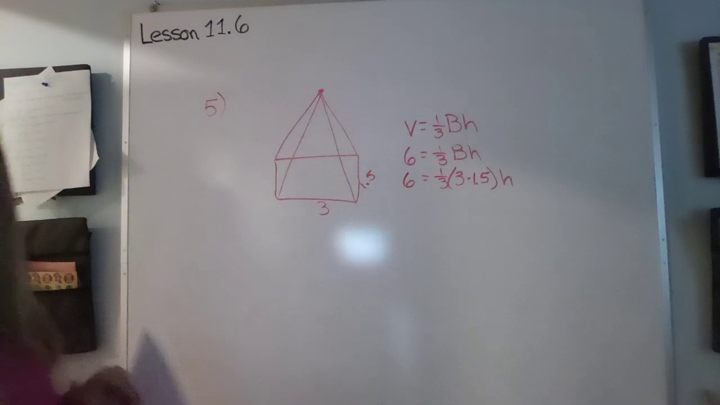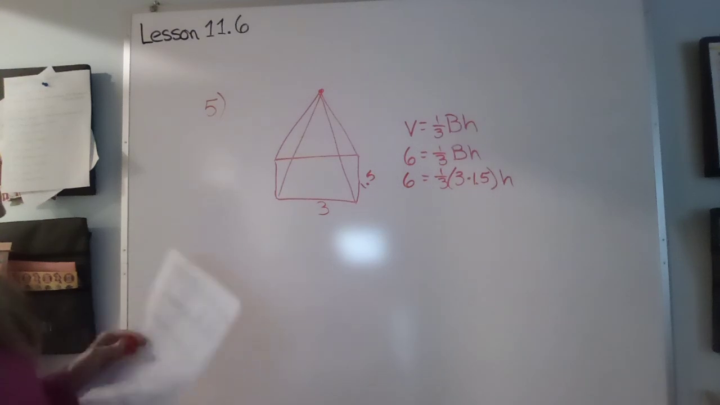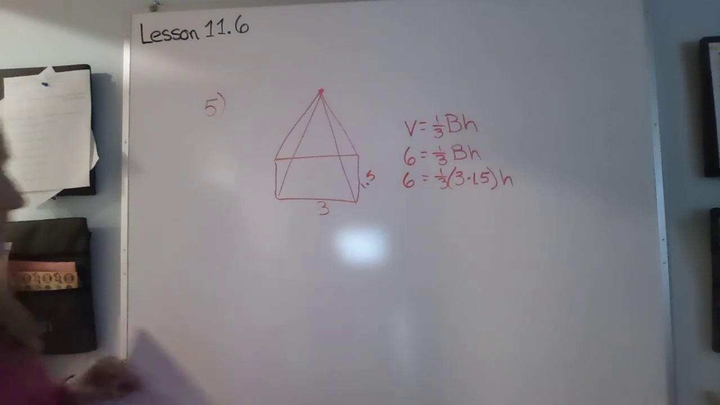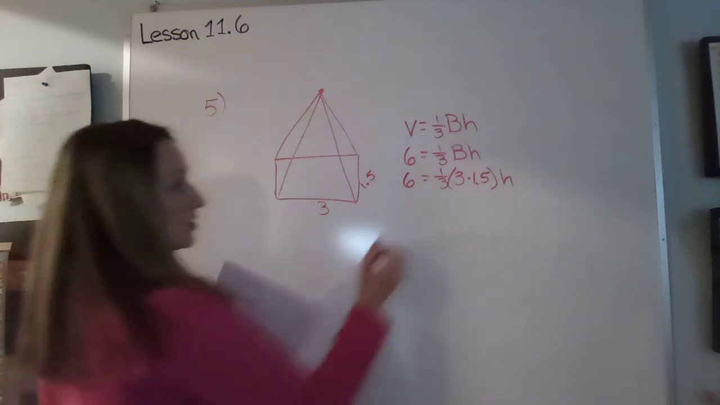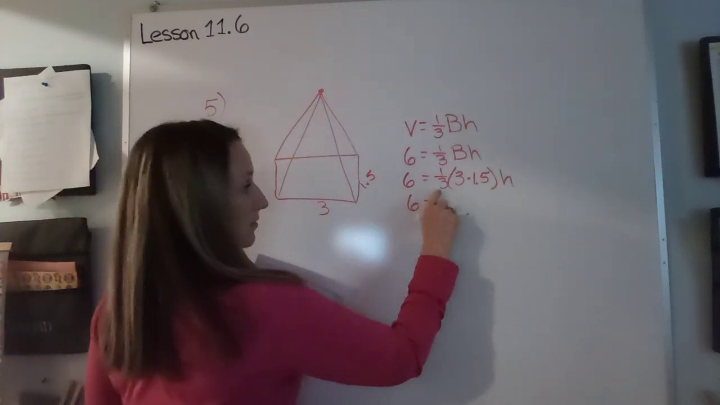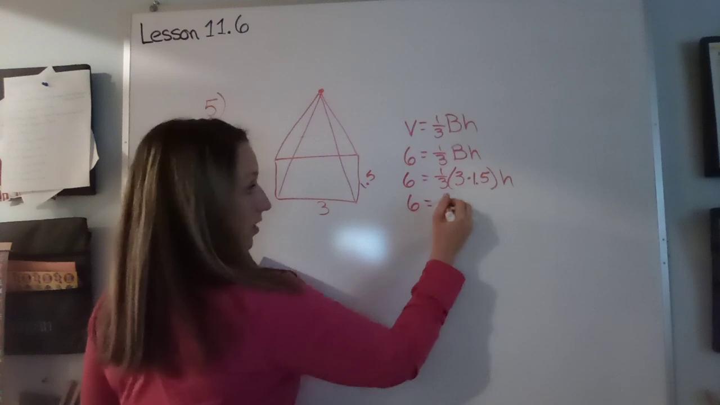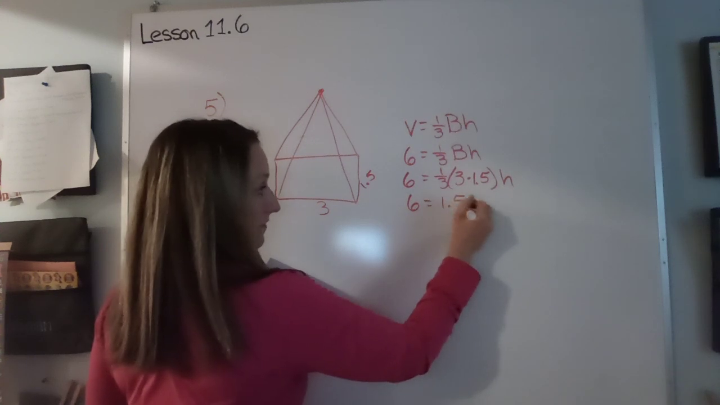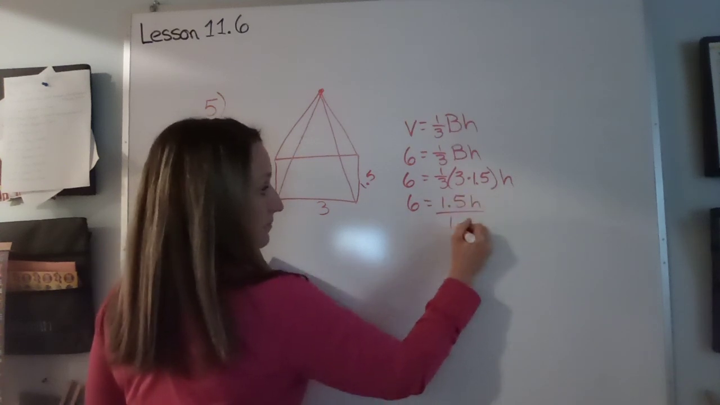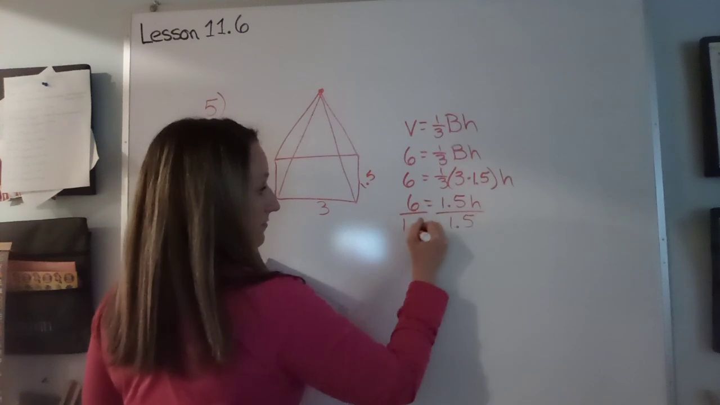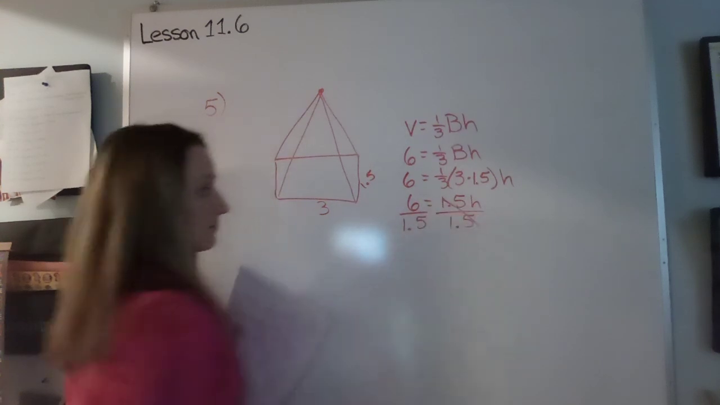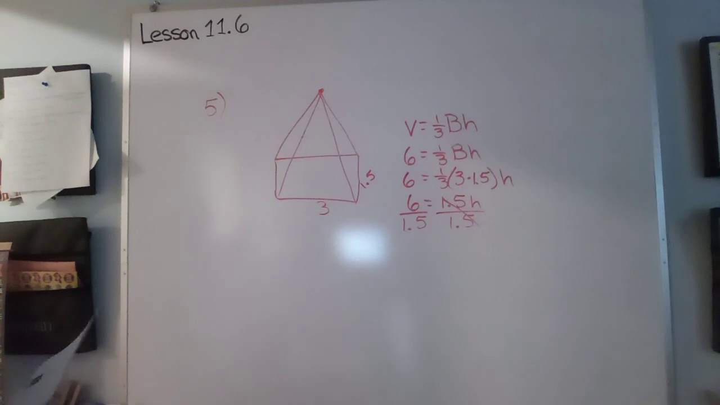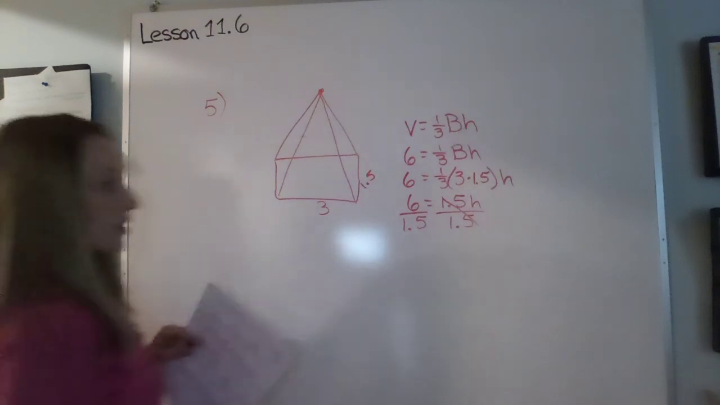Okay. I can start cleaning things up and solve for H. And that's what you're asked to do, is find the height. So, multiply 1/3 times 3. That gives you 1. So I have just 1.5 left. And then divide both sides by 1.5. Alright, so 6 divided by 1.5 will give you 4 as the height.